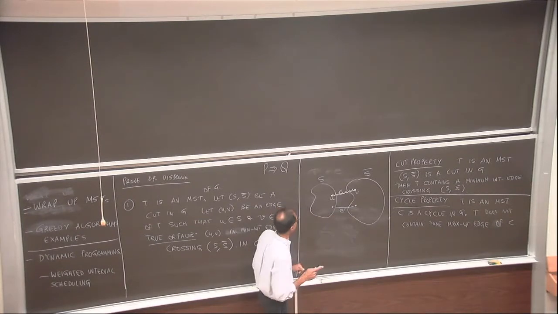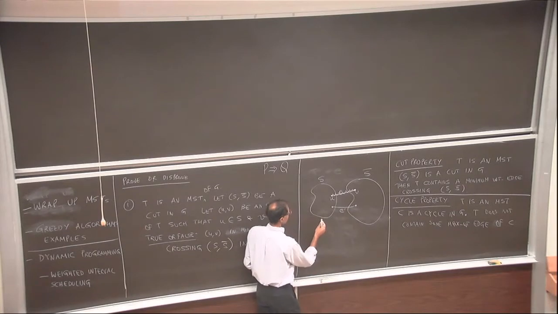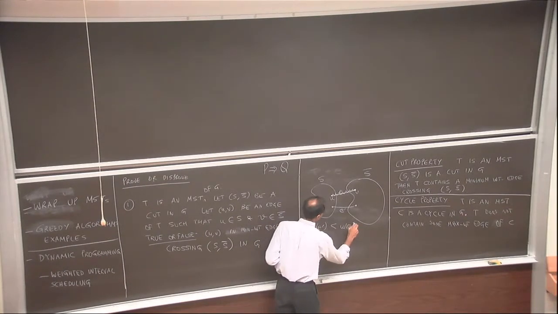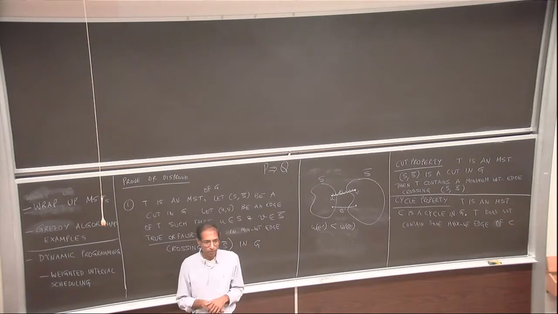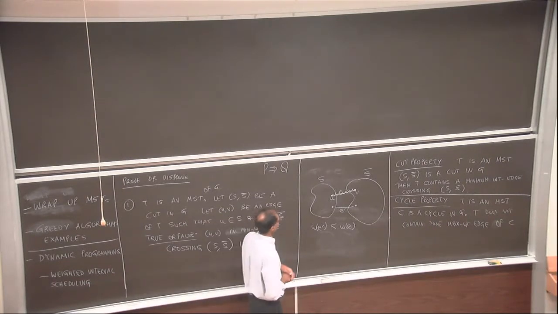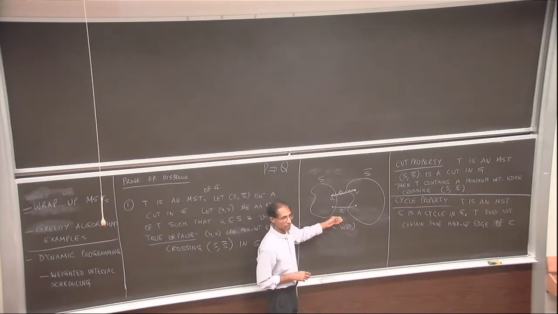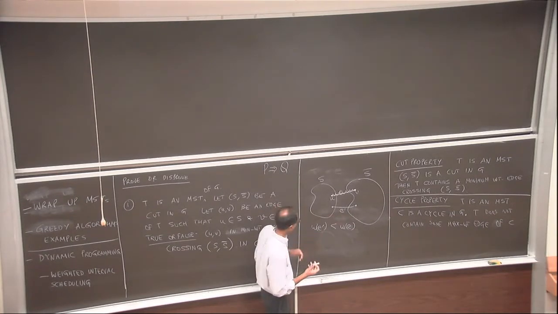Okay? So we are trying to derive a contradiction, and the contradiction we are trying to derive is, so what do we want to say about E prime? So the weight of E prime is strictly less than the weight of E. Okay? So then the claim is that this should not be possible, because otherwise E prime should be in T. But we haven't yet shown that E prime is not in T. So let's try to do that.